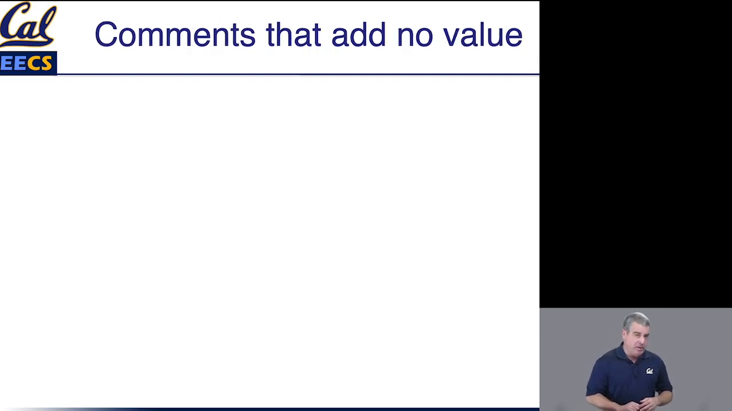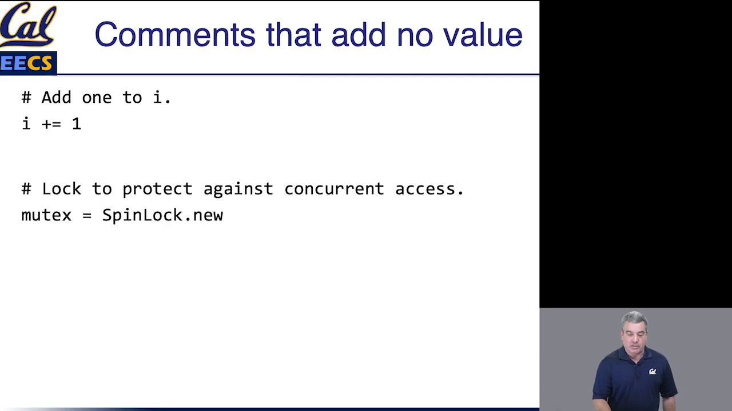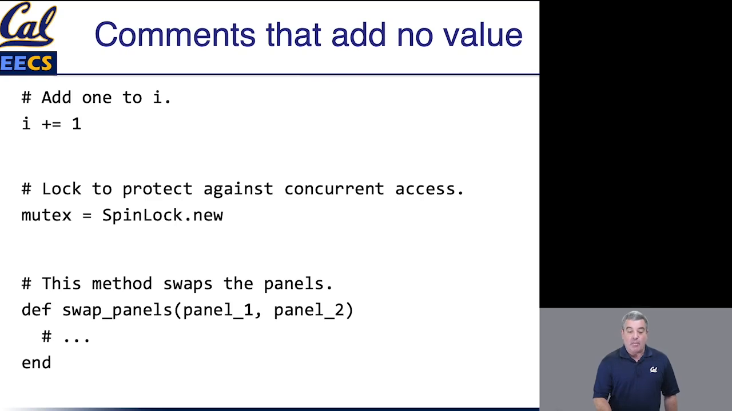Let's first look at some comments that are bad examples. This is not a useful comment. It doesn't tell you anything that the code doesn't tell you, and it's at the same level of abstraction. Similarly, if somebody creates a mutual exclusion or a mutex, is there another reason you might create one other than avoiding concurrent access? A method whose name is swap panels and takes two named arguments, panel 1 and panel 2, okay, you don't need a comment to tell me what that method does, which, by the way, is itself a good lesson. If you choose great names for your methods and your parameters, they can be partially self-documenting, and you can avoid that level of comment.